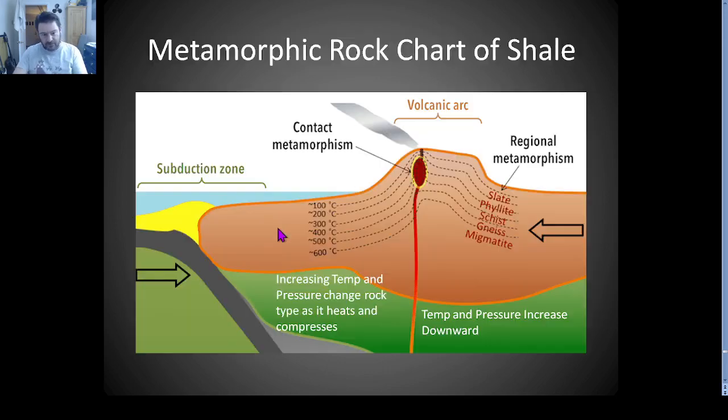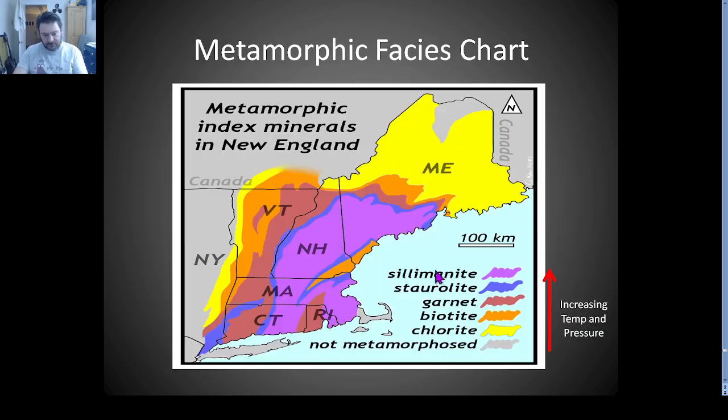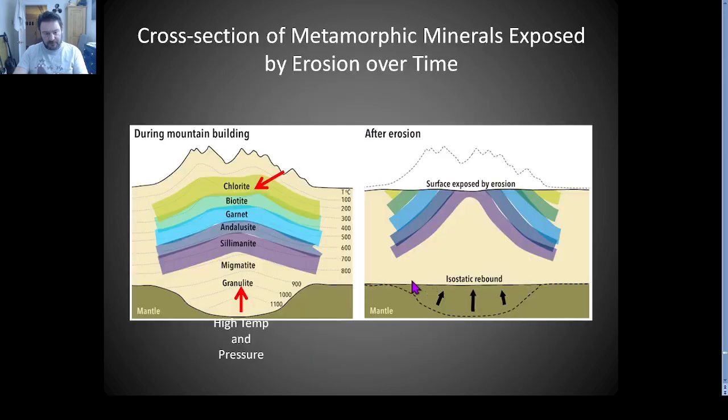Let's go back. Sillimanite. Didn't I say that was the highest one? Yes, sillimanite, the highest one, all over the place. Staurolite is basically andalusite. But this is what we had underneath the White Mountains.